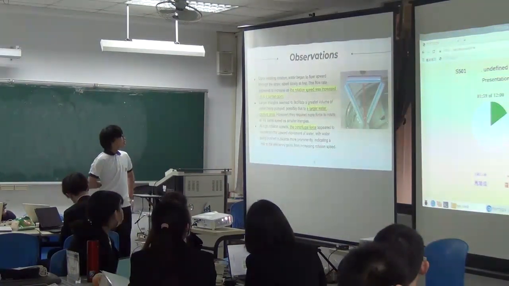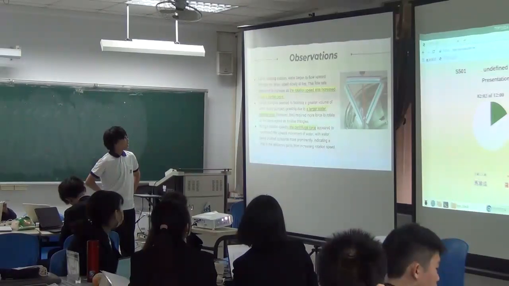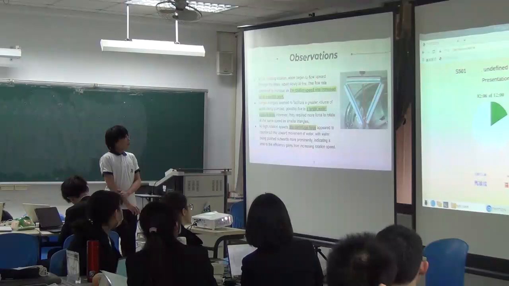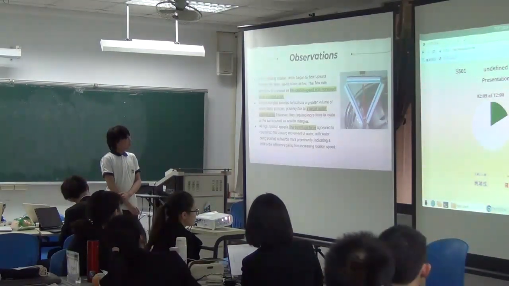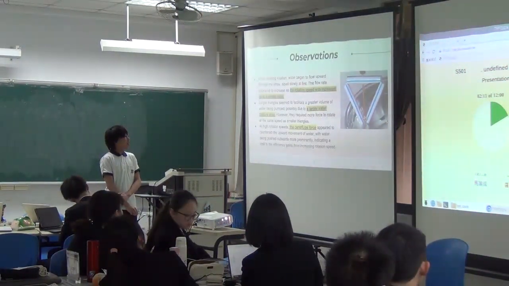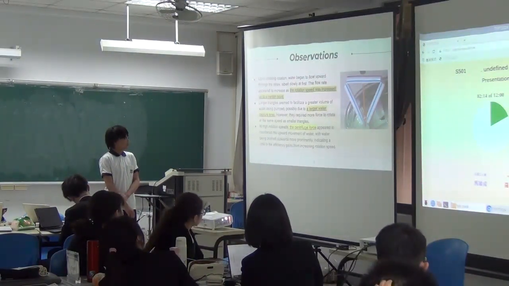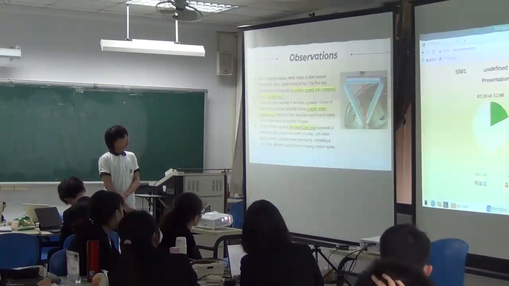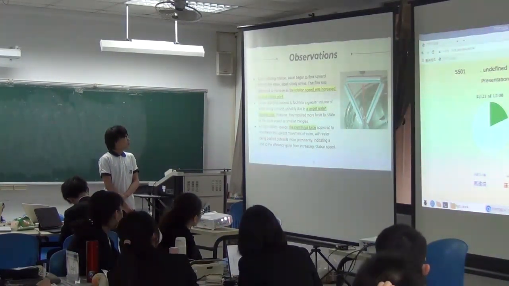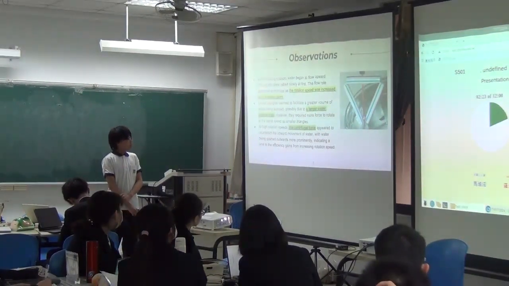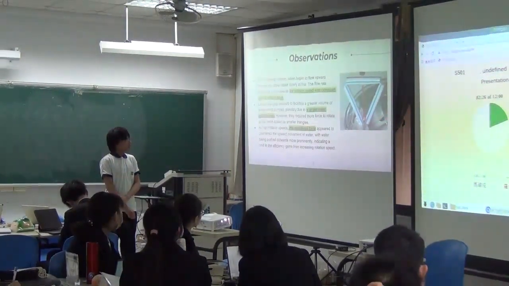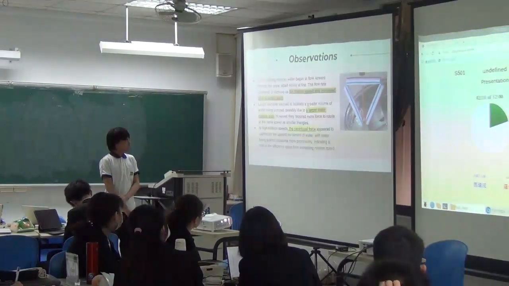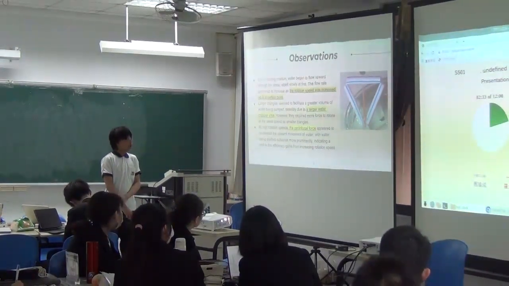For our observations, upon intense rotation, water began to flow upward through the straw, a bit slowly at first. The flow rate appeared to increase as the rotation speed increased up to a certain point. Larger triangles seemed to facilitate a greater volume of water being pumped, possibly due to a larger water capture area. However, they required more force to rotate at the same speed as a smaller triangle.